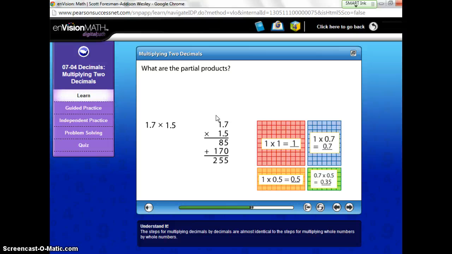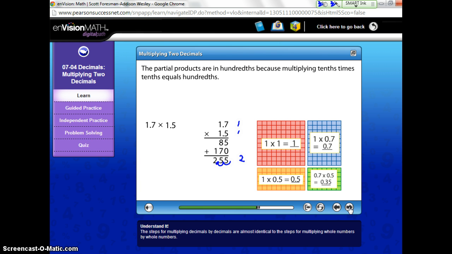Now, we can't leave it like that. So what we have to do is count and see how many spots the decimal moved in this 1.7. 1. How many spots did it move in 1.5? So in our answer, we have to move it 2 spots from the end. 1, 2. So our answer would be 2.55.